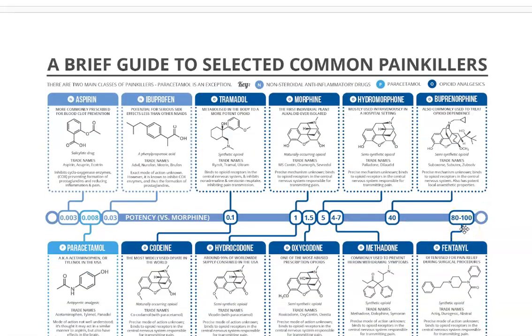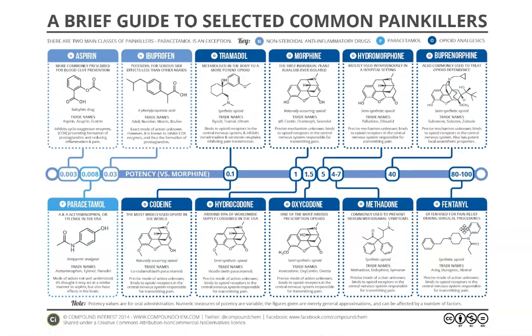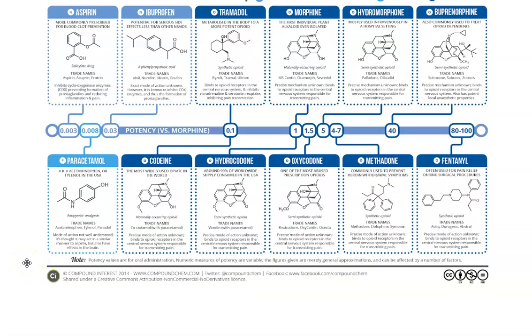And then I thought this one was cool, looking at the different common painkillers, and one thing to note is that these dark blue ones here are all opioid analgesics, so there are a lot of those available. And then you have the regular NSAIDs as aspirin and ibuprofen, or the acetaminophen or Tylenol, which we talked about as well.